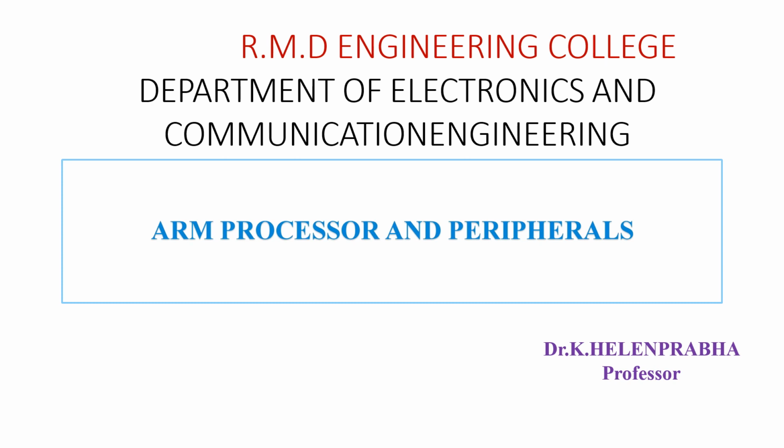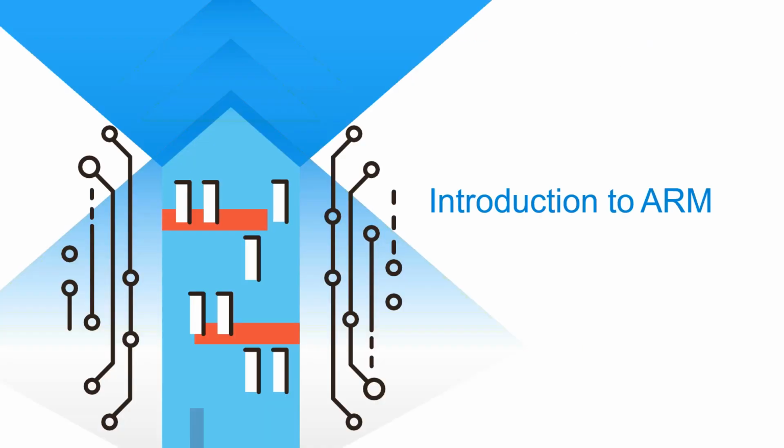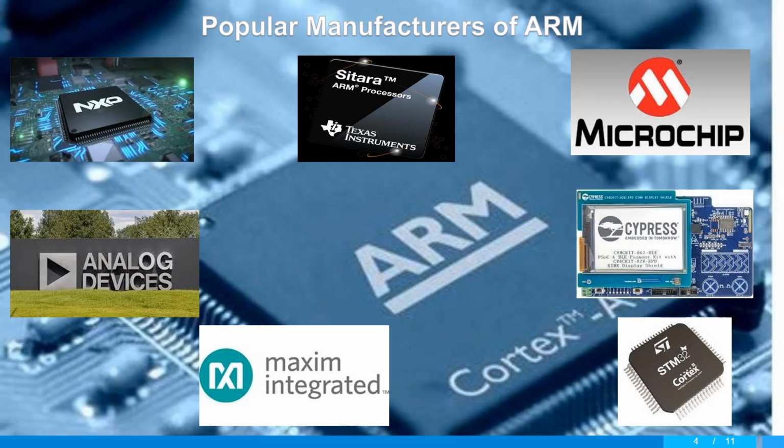Dear students, we will see ARM processor and peripherals. First we will see the introduction to ARM processor. Popular manufacturers of ARM are Maxim Integrated, Analog Devices, and you can see Microchip.